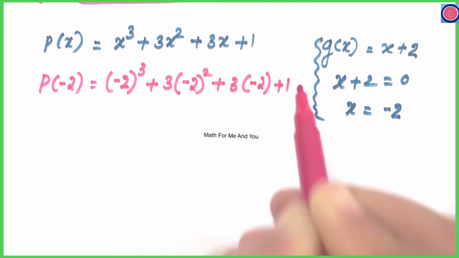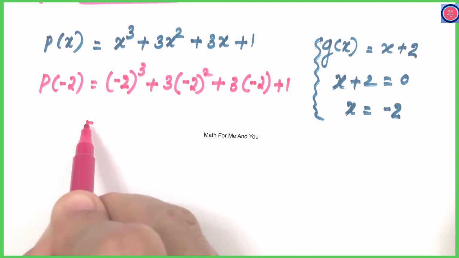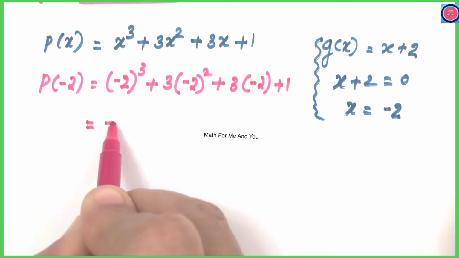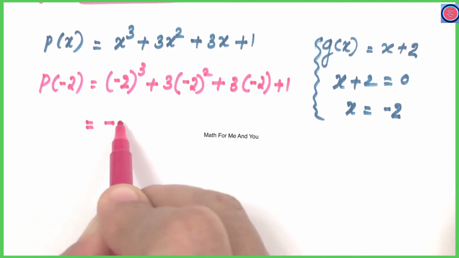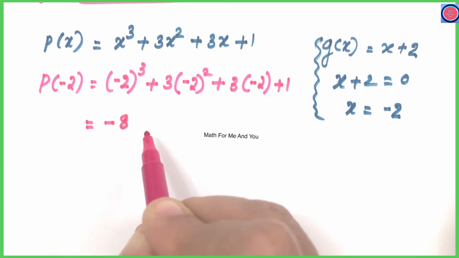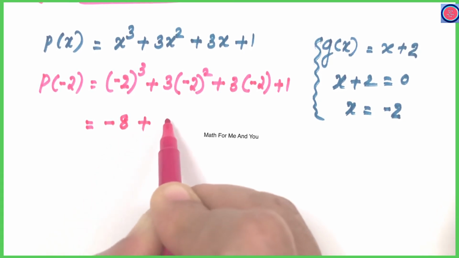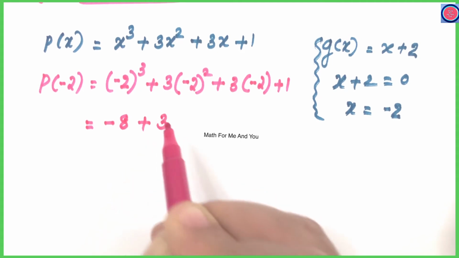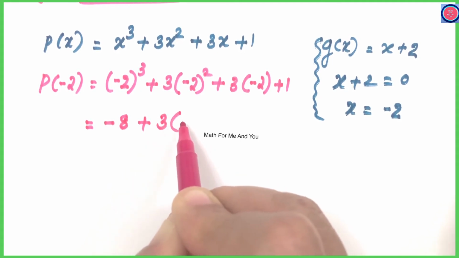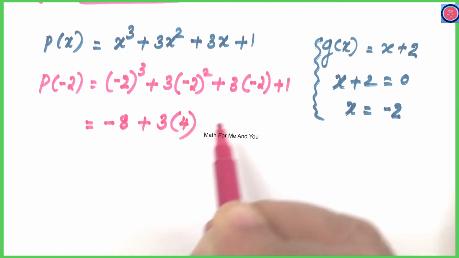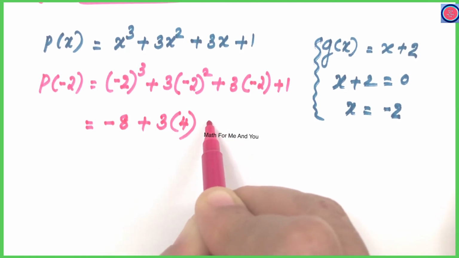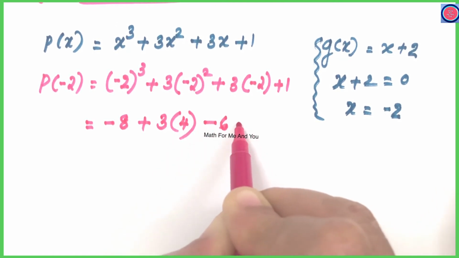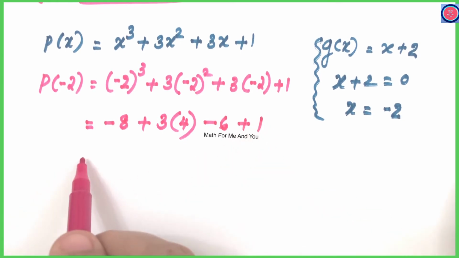Any negative number raised to an odd power is negative. Here negative 2 power 3 is negative 8; 2 power 3 is 8. Plus 3 times, here we get negative 2 to the power 2. A negative number raised to an even power is positive, so we get 2 square is positive 4. Plus 3 times minus 2 is minus 6. Then plus 1. Simplify the bracket.